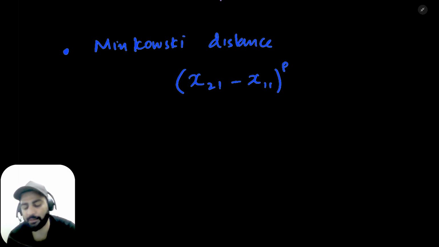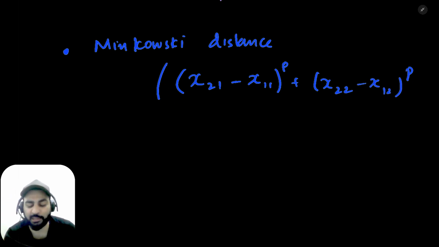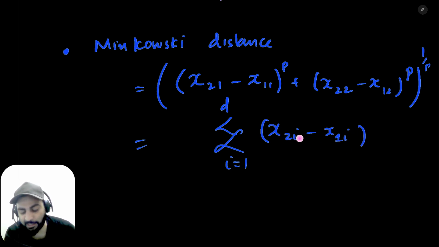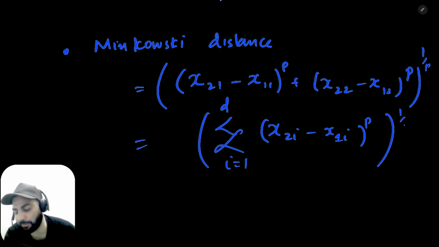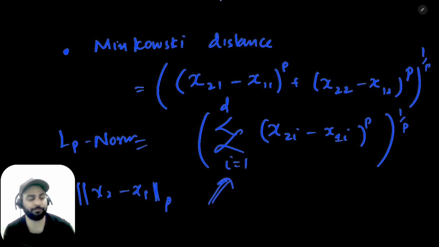Rather than squaring, you will raise to the power p, then plus the second component of x2 minus the second component of x1 raised to the power p, and keep on going, and then you raise the whole thing to the power of 1 by p. If I need to write it, it is the summation over the d features, 1 to d, of x2i minus x1i, the ith component of second minus the ith component of first, raised to the pth power, then the whole of this raised to the power 1 by p. This is called the LP norm, written as the p-norm of x2 minus x1. It's called Minkowski distance.